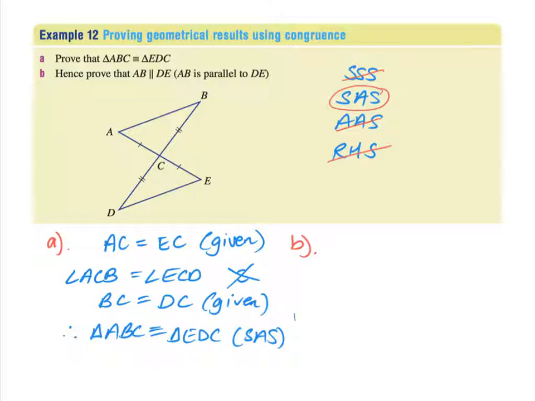Alright, so we're going to say, hence prove, yep, so angle ABC is equal to angle EDC. And the reason for that is the alternate angles. And then we can say, therefore, AB is parallel to DE, and we can say that because of the alternate angles which we've just given above.